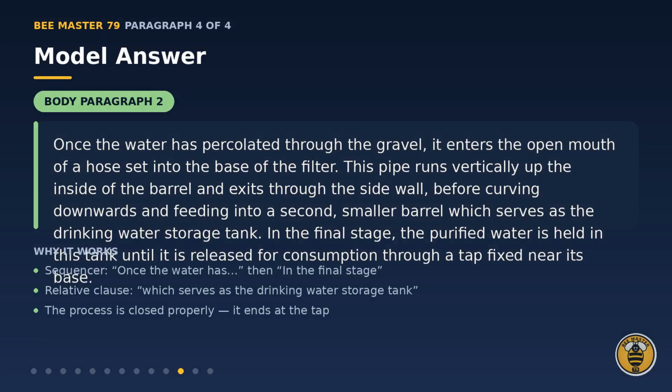Paragraph 4. Once the water has percolated through the gravel, it enters the open mouth of a hose set into the base of the filter. This pipe runs vertically up the inside of the barrel and exits through the side wall before curving downwards and feeding into a second, smaller barrel which serves as the drinking water storage tank. In the final stage, the purified water is held in this tank until it is released for consumption through a tap fixed near its base. The process is closed properly. We started at the pouring, and we finish at the tap.